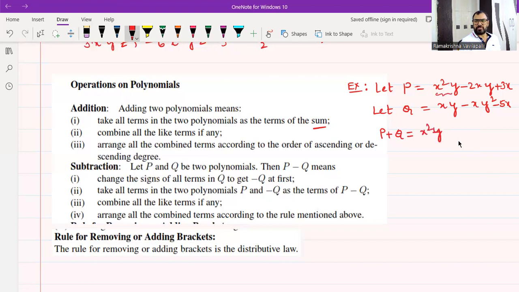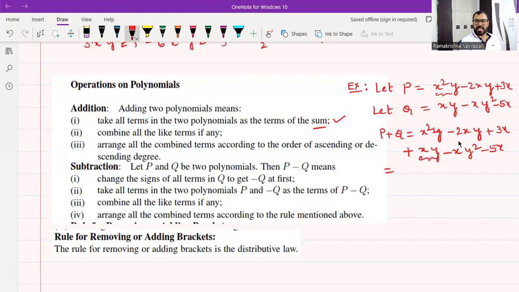I'll write all the terms at a time now. Minus 2xy plus 3x and plus xy minus xy square minus 5x. So p plus q means the first step is you club all the terms. Now we have to simplify this.